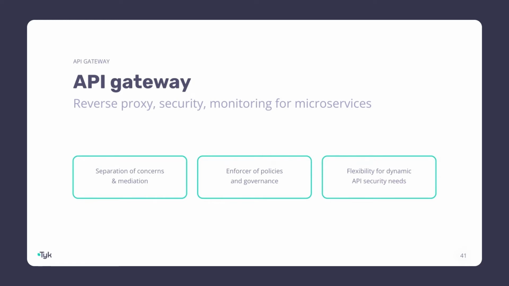Also, it provides you with flexibility for dynamic API security needs. What that means is that your API security needs, in most cases, may change and evolve as time passes. You may want to update it, upgrade it, and instead of having to do that at the microservice level, you can do that at the API gateway level, which makes it a lot easier and more flexible for you to make that change. And once you've made that change, that's going to apply to all of the different microservices that exist underneath.